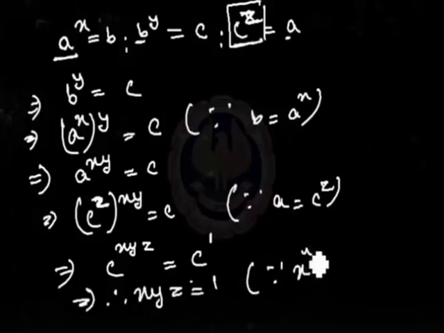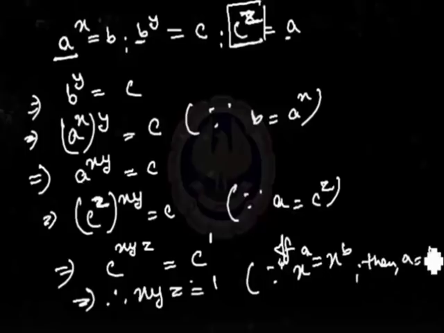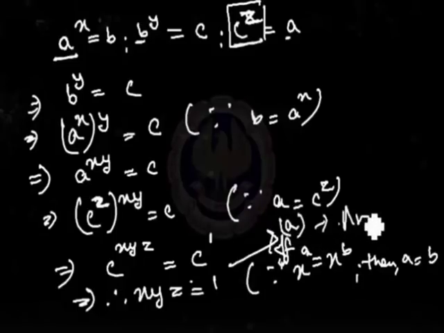Since x^a is equal to x^b, then a is equal to b. Agreed? So we have this as option A, which is the answer. Second method, we will solve this by logarithms also. Okay, I'll just write the second method.